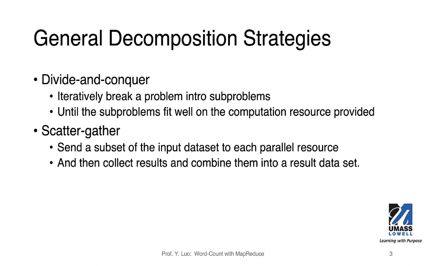The other decomposition strategy is scatter and gather. In this situation, we need to send a subset of the original data set into each parallel resource for computation. And after the computation is done, we need to collect the results and combine them so that we can have a final result. So the combination of the partial results is an important step in the scatter and gather process.